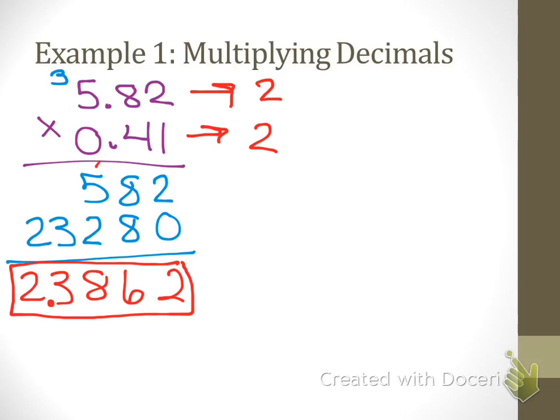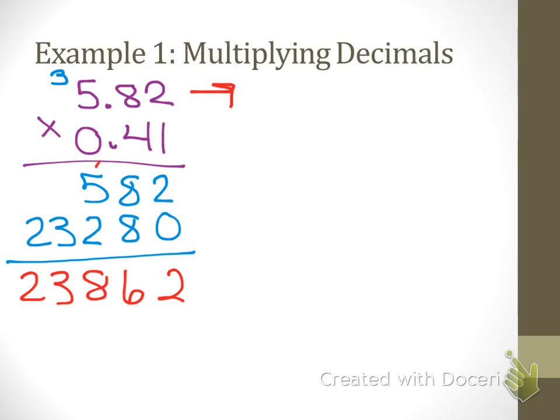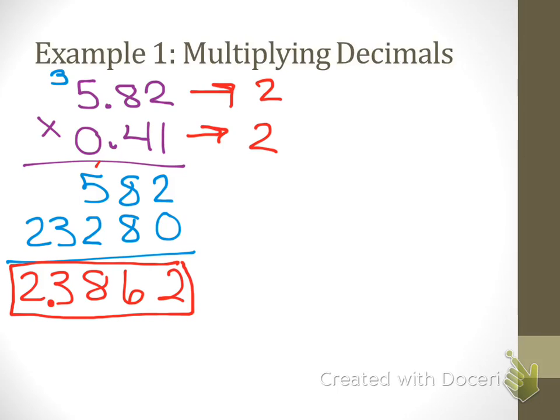Now, one other thing that's different about multiplying decimals is we want to count exactly how many decimal places are in the numbers that we're multiplying. So we don't just bring down the decimal like we did when we added and subtracted. We actually have to count. And there's 2 decimal places in each one. Well, we know that 2 plus 2 is 4. So we're going to count over 4 decimal places, and that's where we box our answer.